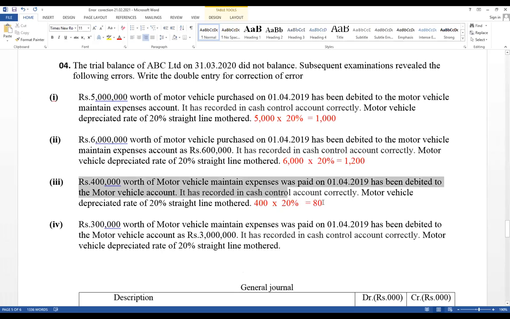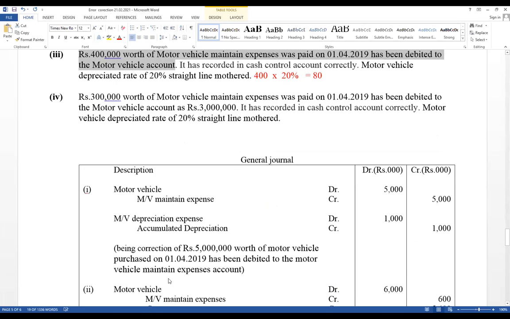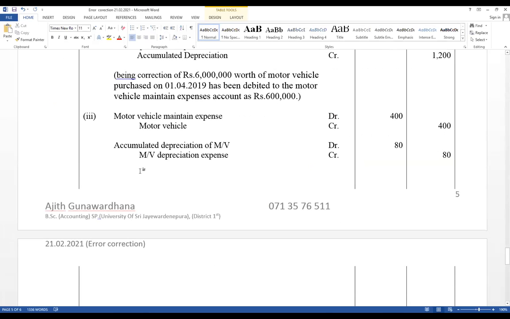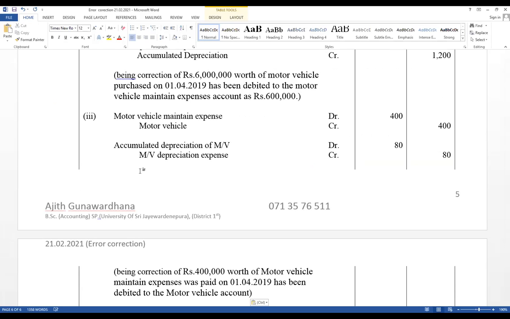Narration also should be written. Being correction of motor vehicle maintenance expense has been recorded as a motor vehicle. Being correction of motor vehicle maintenance expense has been debited to the motor vehicle accounts.